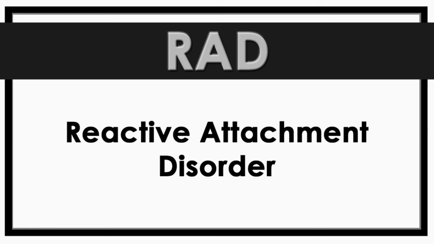Number 8, RAD, Reactive Attachment Disorder. Reactive attachment disorder is where a child is not able to create a healthy attachment with their primary caregiver or primary caregivers. A lot of times in the foster care system, children maybe have been neglected and not been able to form a good attachment with their parents. And so they, at that point, don't know how.